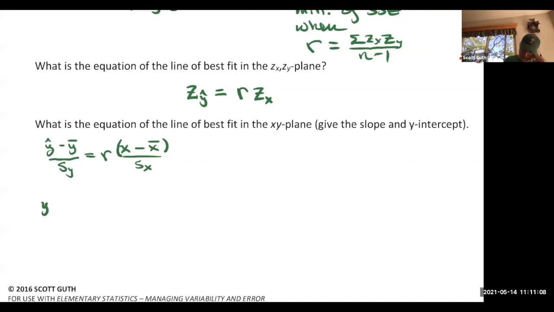I think I did something. Hang on. No, it's okay. So y hat minus y bar is equal to, I'll have the multiplying by sy. So I think I'll put that outside here. So it's times sy and then sy times. Okay, so it'll go away there, but then I'll have the r times the sy. So r times sy over sx times x minus x bar. Okay, so this is what they call point slope form.